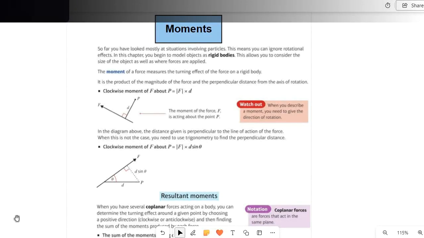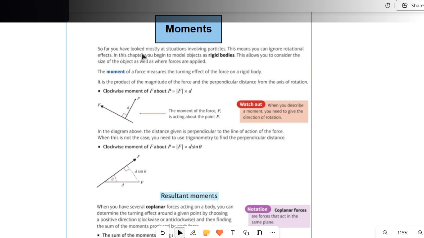In our last video we discussed the statics of a particle, finding unknown forces when a system is in equilibrium, solving static problems involving weight, tension and pulleys, and the concept of limiting equilibrium. Today we will be looking at the last chapter of Mechanics 1, which is moments.